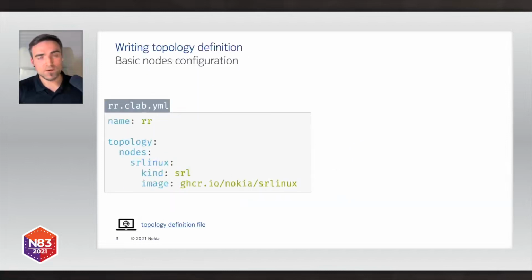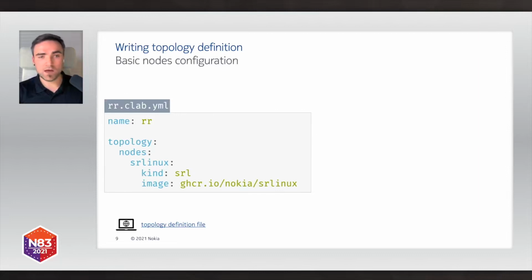The basic nodes configuration is the central piece of the topology definition file. On the left-hand side, you see the file that I created for the lab, which is called rr.clab.yaml, and RR stands for route reflection. The way you start populating these topology files is that you create a name for this lab, which is RR, and then you start putting the nodes under the topology container.